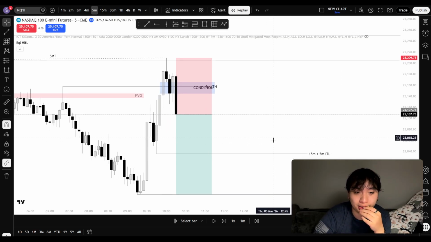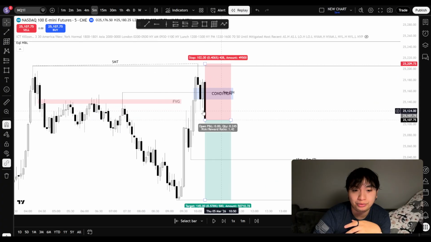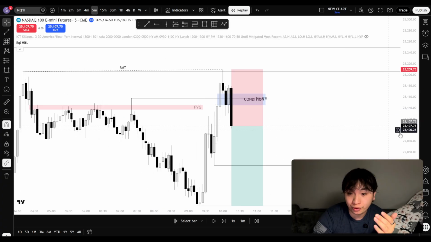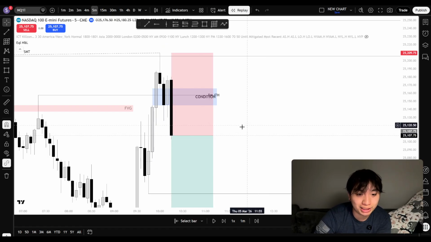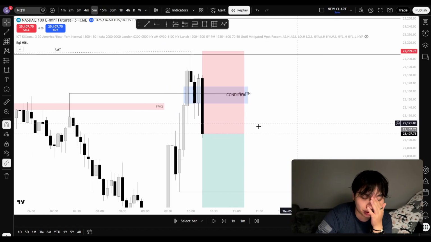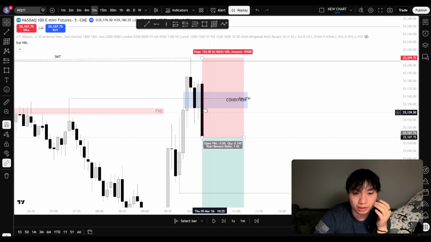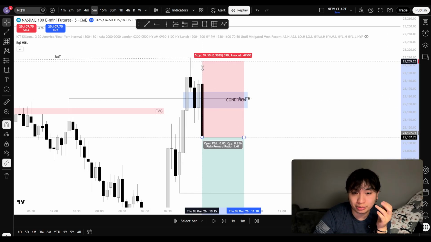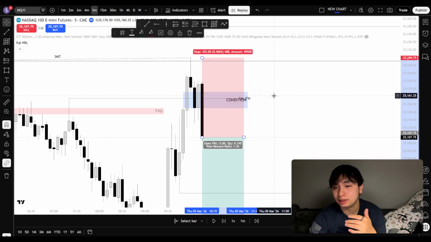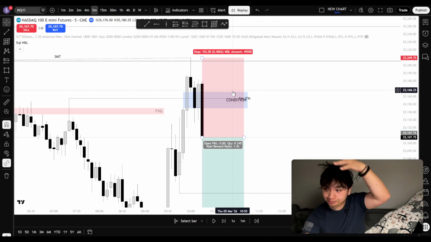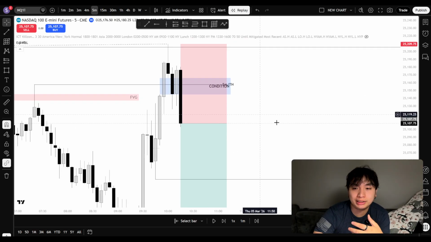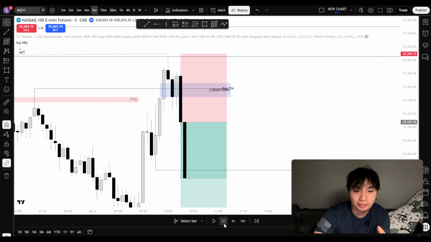I actually really liked it. SMT at our highs, and then we had a 5 minute inversion to the downside with very good displacement, right? CISD, perfect, amazing, very good. Honestly, order block too. Probably could have placed at this order block, which I actually ended up doing once I realized that. But essentially, price ended up playing out.